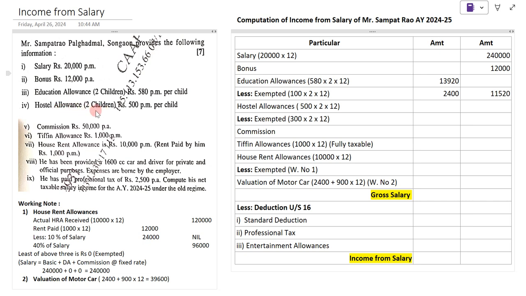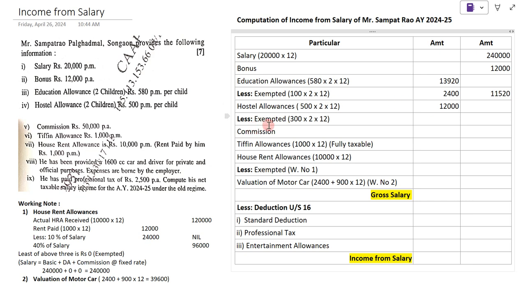Now next is hostel allowances. Again, hostel allowances is for two children, and the hostel allowances is given 500 per month per child. Now in this also there is exemption. Per child the exemption is only 300 rupees. So hostel allowances 500 into 2, because two children, into 12. So total we get 500 into 2 into 12, 12,000.